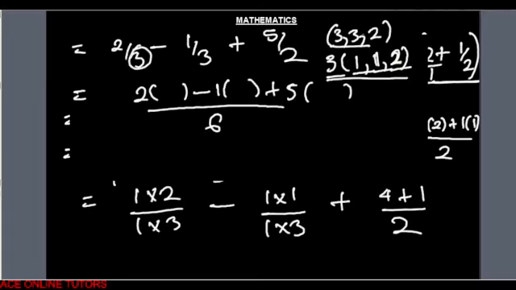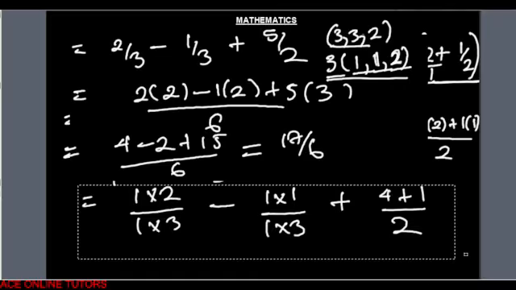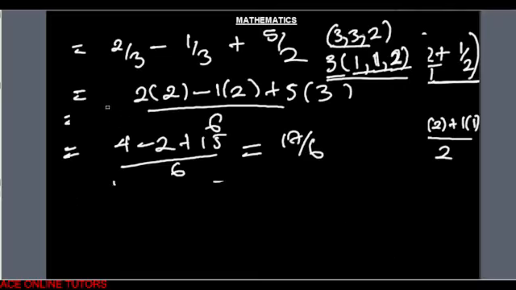Then you say, how many 3s can we find in 6? That is 2. How many 3s can we find in 6? That is 2. How many 2s can we find in 6? That is 3. So what are we going to have? That is 4 minus 2, then plus 15. So everything divided by 6. So now if you do 4 minus 2, that is 2. So you do 2 plus 15, that is 17 over 6. We are going to get 17 over 6.